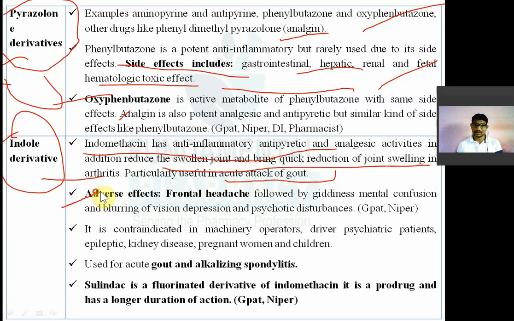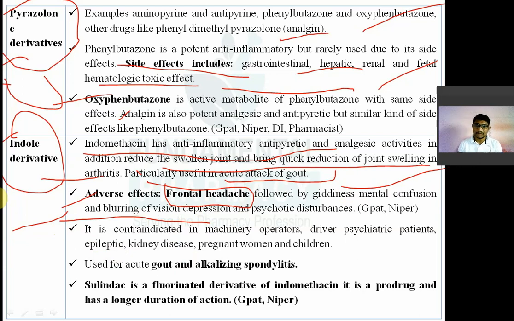What are the adverse reactions? Main adverse reaction, remember, this was already asked: frontal headache. Frontal headache is the adverse effect of indomethacin. Other adverse effects are mental confusion, blurring of vision, depression, and psychotic disturbances. That's why this drug is contraindicated in workers who have to perform delicate work, and it is also contraindicated in drivers.